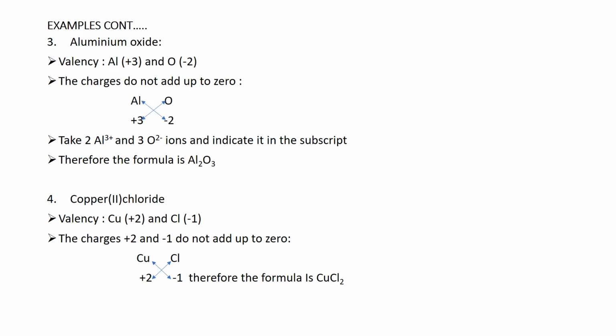And then we have copper(II) chloride. Remember, I told you that many transition metals have the Roman numerals written in brackets after the metal name, because you need to know what kind of transition metal you're dealing with. So here we're dealing with copper(II). It has a valency of 2+, and Cl has a valency of -1. Again, the charges do not add up to 0, so we use the crossover method. We're going to need 2 chlorine ions and 1 copper ion. So the formula will be CuCl2.